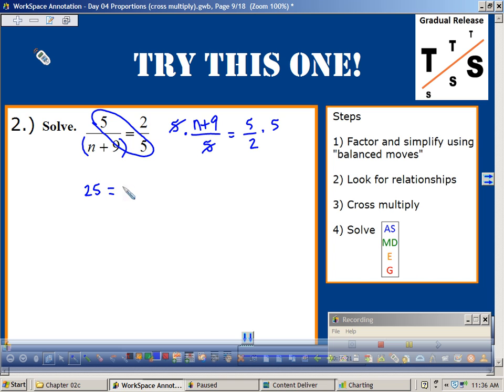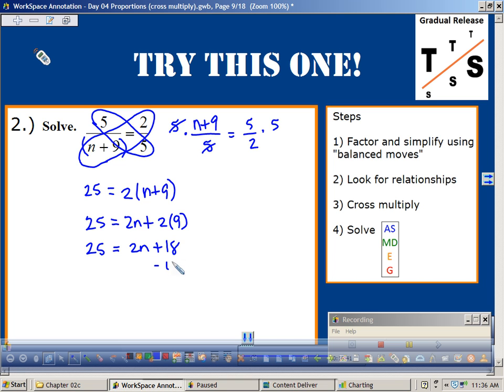So 25 equals 2 times n plus 9. 25 equals 2n plus 2 9s. 25 equals 2n plus 18. Take 18 off of both sides. And I've got what? What's 25 minus 18? 7 equals 2n. Divide both sides by 2. n equals 7 halves. Yes?